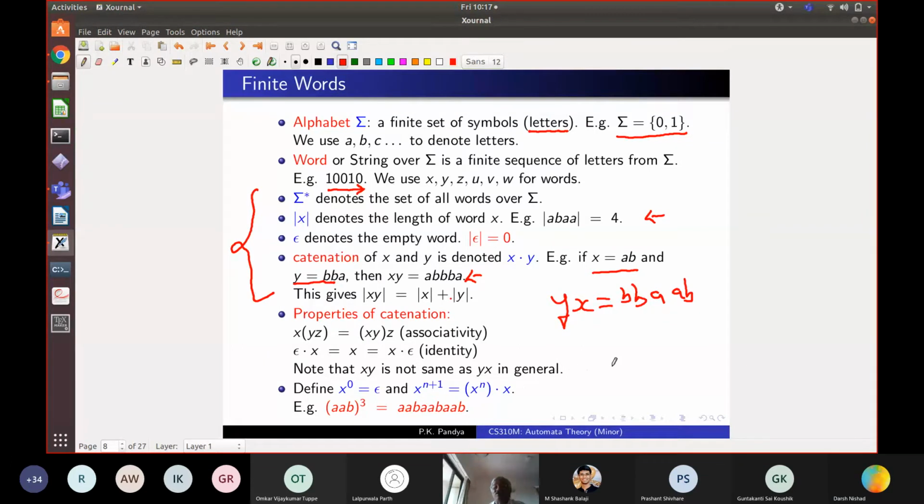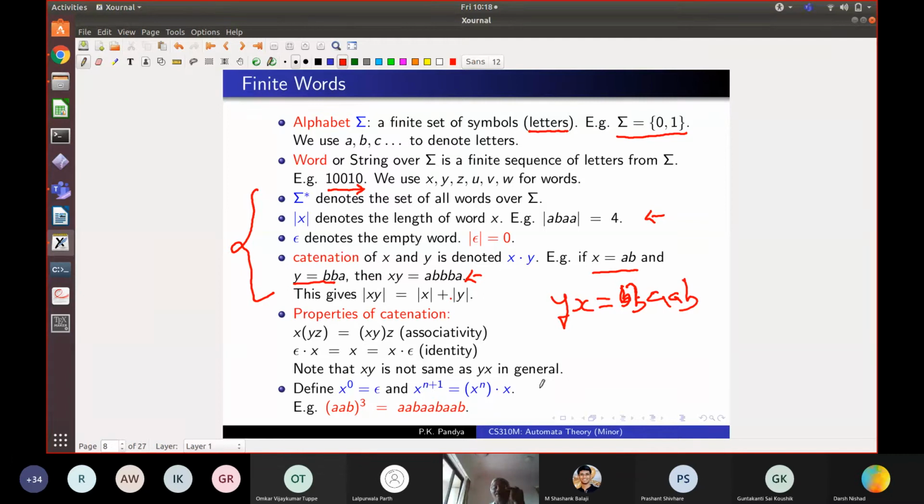So this catenation is not commutative, whereas addition and multiplication were commutative over numbers. So this is a monoid which is not a commutative monoid, whereas addition and multiplication are commutative monoids. Just for your information.